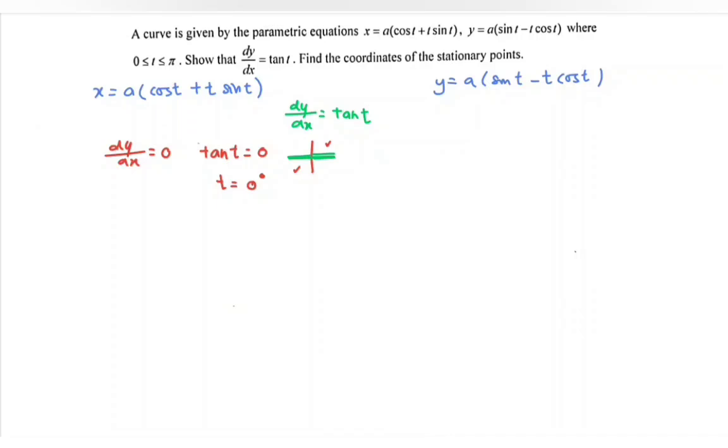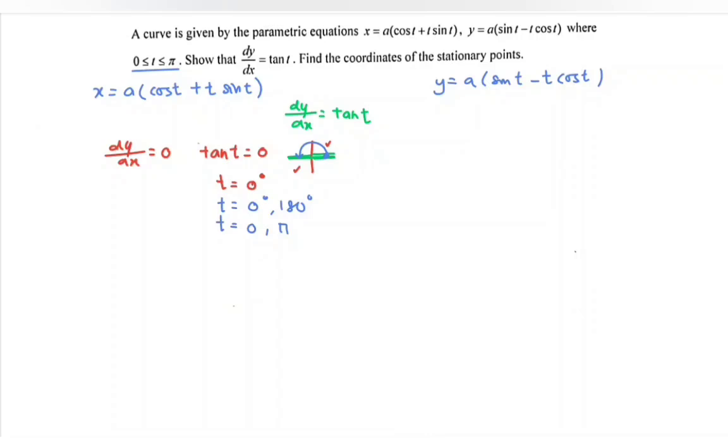Continue, refer to the diagram. Here they mention 0 until pi, meaning that here will be the rotation, where pi and 0 are included. So automatically we can say t is equal to 0 degrees and also 180 degrees. So t can be 0 radians and pi radians. Continue, we have to find the coordinates.